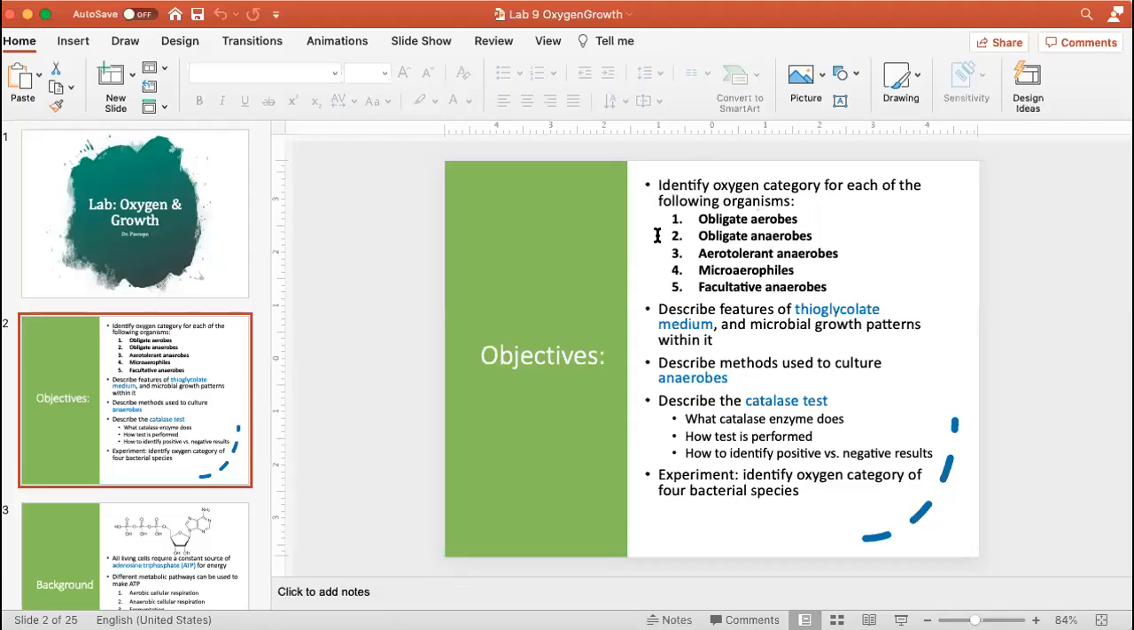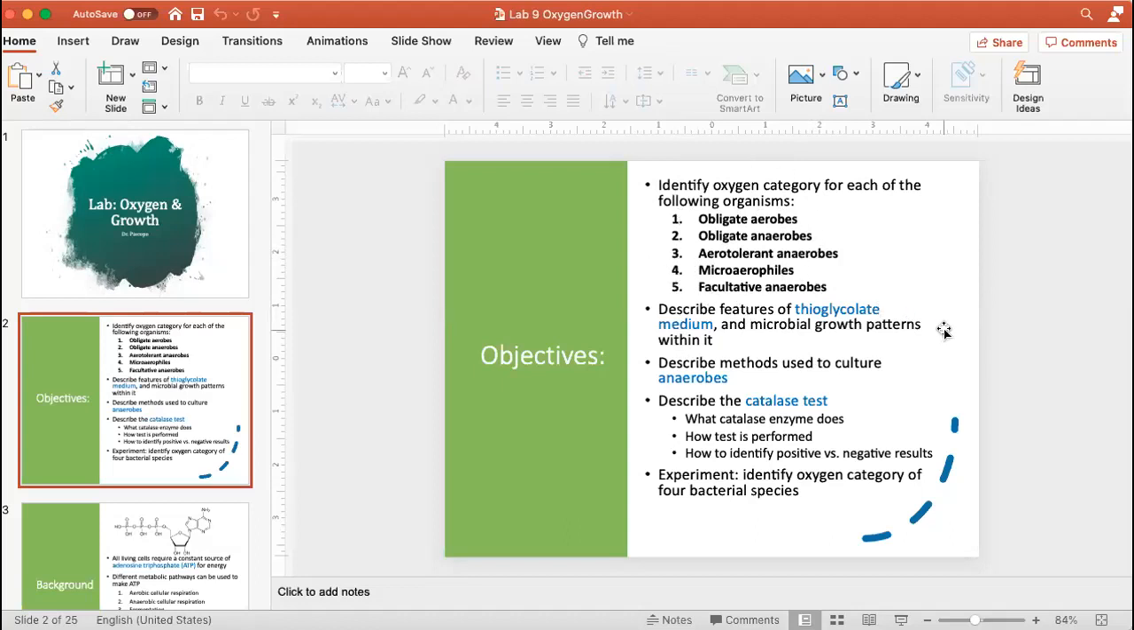So the list of groups is right up here for you. Obligate aerobes, obligate anaerobes, aerotolerant anaerobes, microaerophiles, and facultative anaerobes. So we'll define each one of these categories today.